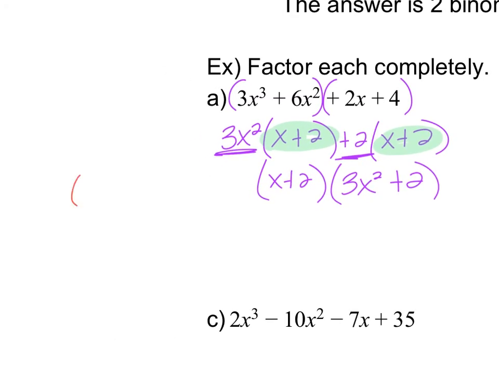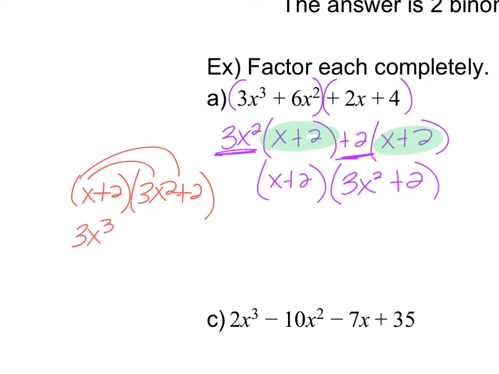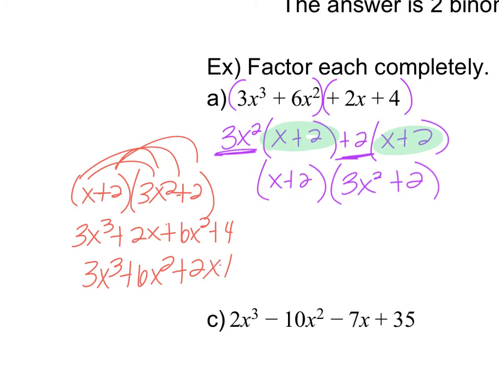If you wanted to double check that, well, let's do it. So let's go ahead and FOIL or distribute it out. So x times 3x squared would be 3x cubed. X times 2 would be 2x. 2 times 3x squared would be 6x squared. And 2 times 2 would be 4. So I'm going to put it into standard form. And look, that's exactly what they have up here at the very beginning. So check, we did it right.